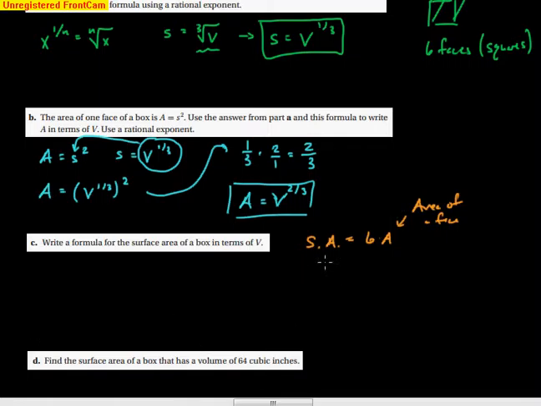So now we have this formula, SA, surface area equals 6A, 6 times A, and we have from part B, area equals V to the 2/3. So now they want the surface area in terms of the volume. So now we're going to take this V to the 2/3 and we're going to substitute it into there to make our surface area formula 6 times V to the 2/3.